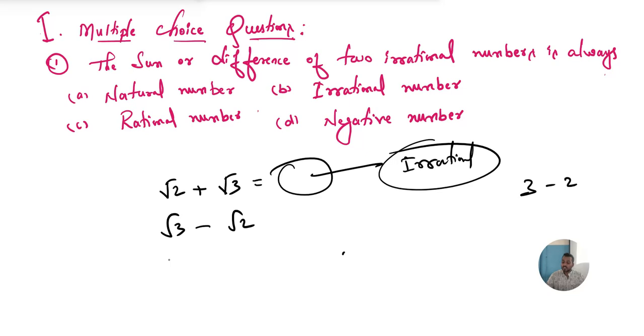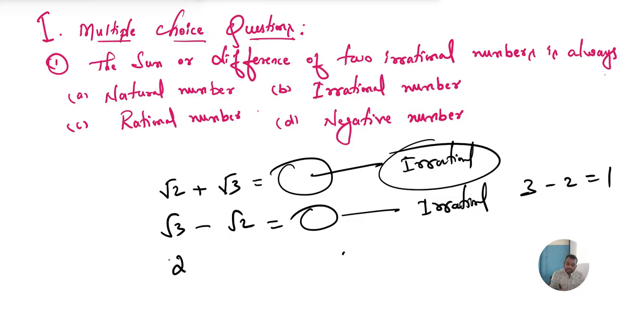We have the answer 3 minus 2, 1. But we don't have the exact answer for root 3 minus root 2. It is in decimals, not an exact value. Am I right? So even the difference of two irrational numbers is also irrational. Am I right? Clear?